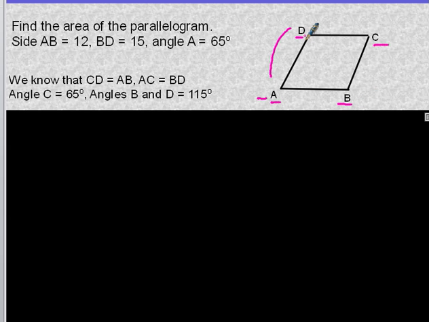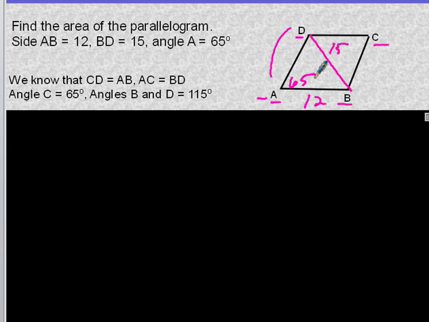All right, now it says AB is 12. BD, so BD is a diagonal, is 15, and angle A is 65. And we need to find the area. So we know that to find the area of a parallelogram, we're going to find the area of the triangle and multiply it by 2. We have the two formulas. And we don't have enough information at this point to use either of the formulas.